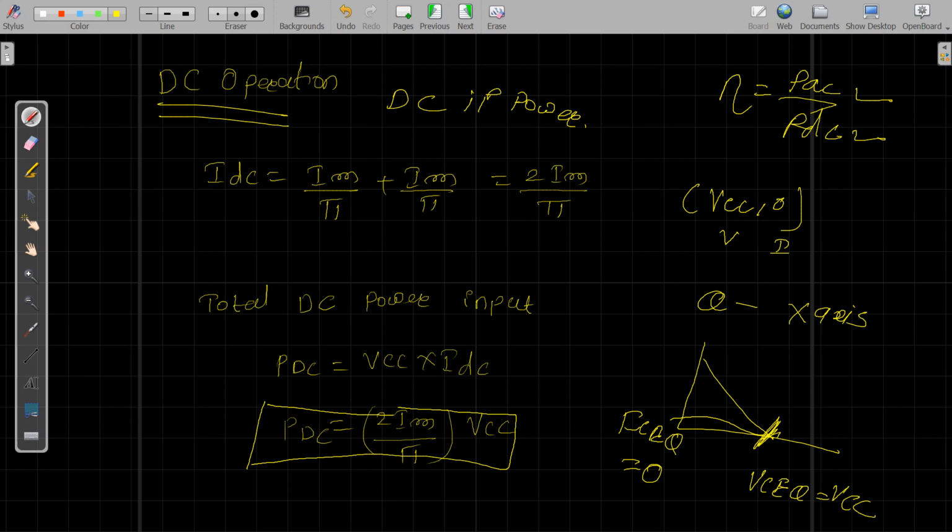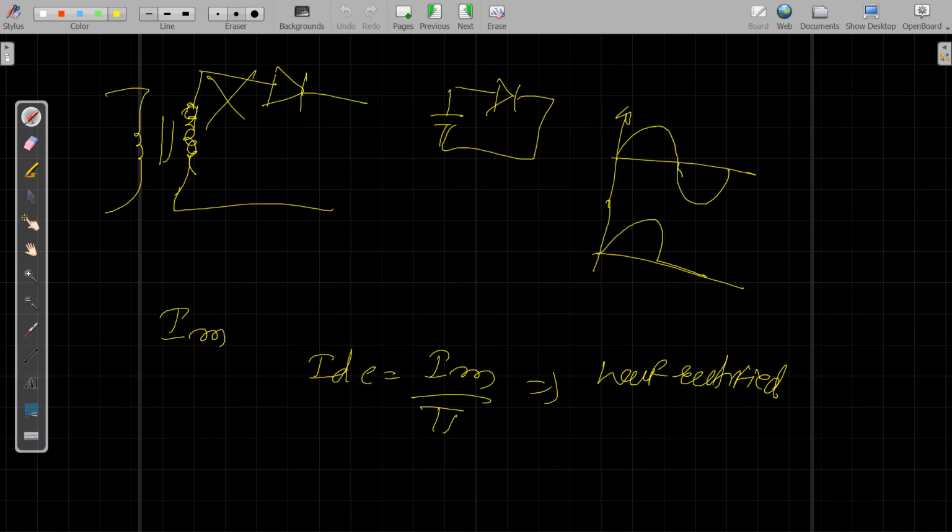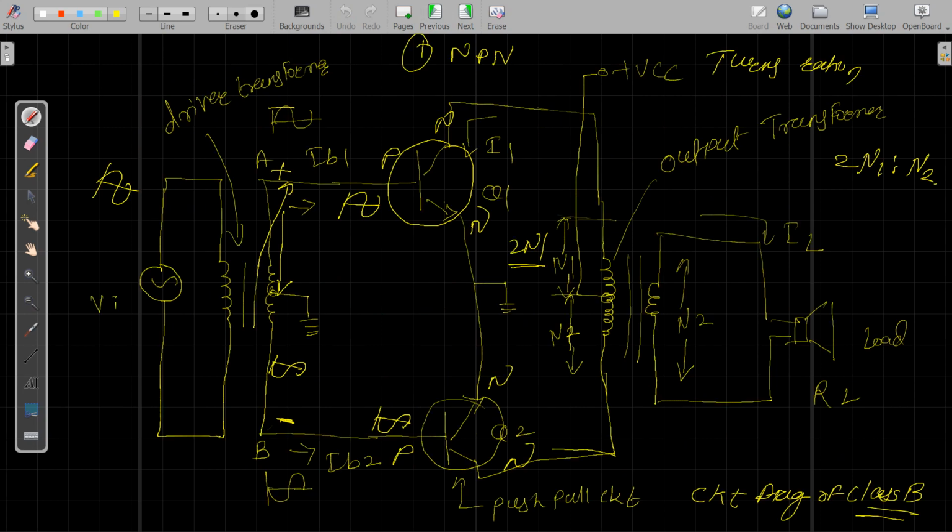In the same way we have to do the AC analysis. What do we know for AC analysis? We are going to apply the AC signal to the driver transformer, right? For the positive half cycle, Q1 conducts and the path of the current will be from here to here. For the negative half cycle, Q2 conducts and the path will be like this.